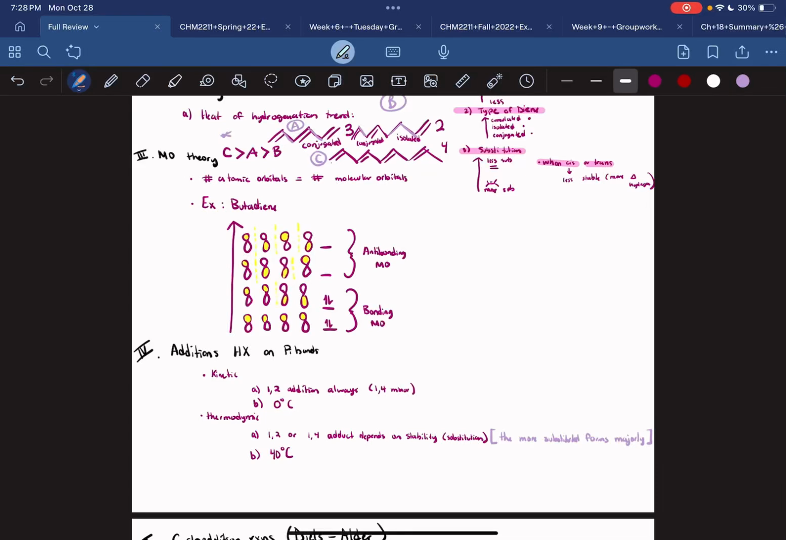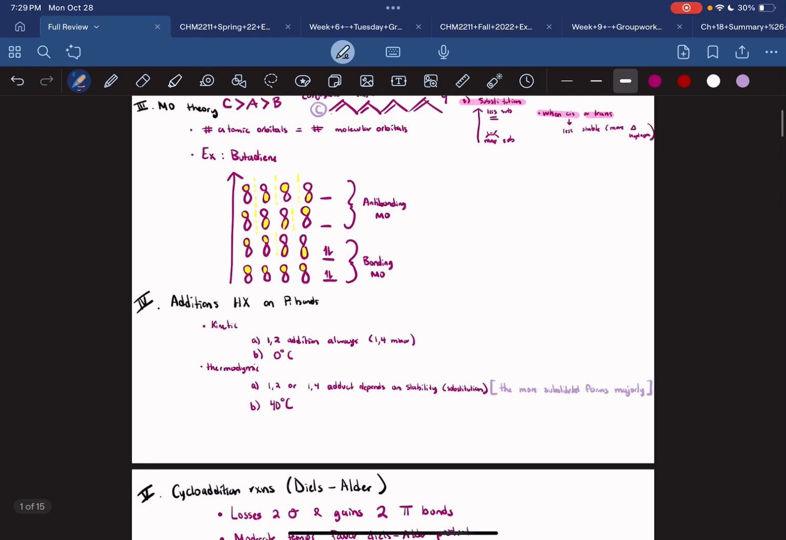So we're going to be discussing molecular orbital theory. Just a brief introduction. The number of atomic orbitals is always equal to the number of molecular orbitals. So if you have 10 atomic orbitals, you'll have 10 molecular orbitals. Basically, what the molecular orbitals signify is whether two atomic orbitals are overlapping, okay?